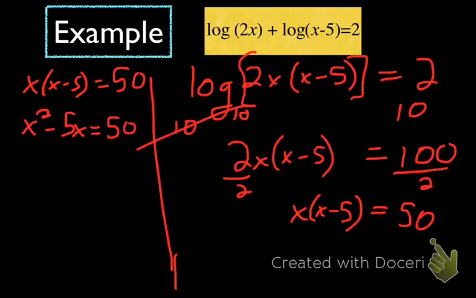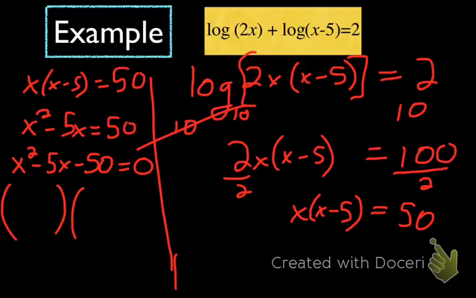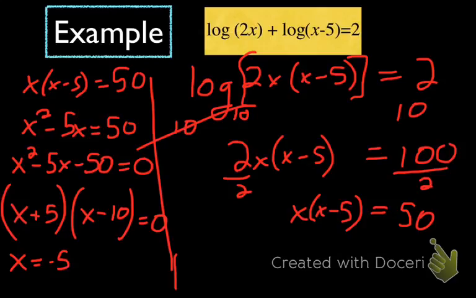And then this is a quadratic, right? And to solve quadratics, we need to get them set equal to 0. So I'm going to subtract 50 from both sides, and I get x squared minus 5x minus 50 equals 0. This is going to factor into x, and then numbers that multiply together to give me 50, but combine to give me negative 5. Yeah, x minus 10 and x plus 5. Once I've done that, my 2 solutions are x equals negative 5 and x equals 10, right?